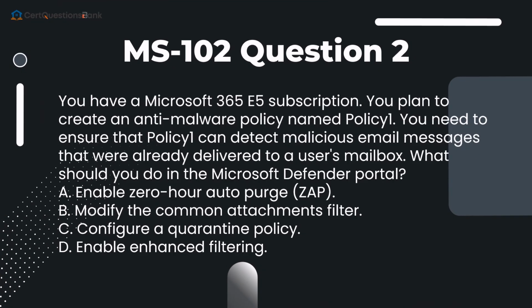You have a Microsoft 365 E5 subscription. You plan to create an anti-malware policy named Policy 1. You need to ensure that Policy 1 can detect malicious email messages that were already delivered to a user's mailbox. What should you do in the Microsoft Defender portal? A. Enable zero-hour auto-purge, ZAP. B. Modify the common attachments filter. C. Configure a quarantine policy. D. Enable enhanced filtering.